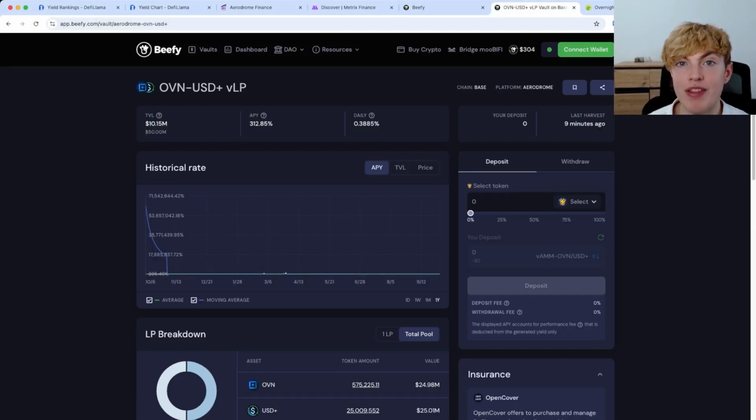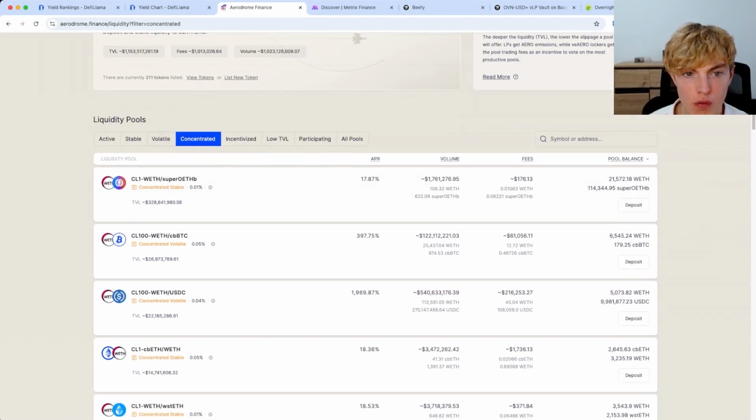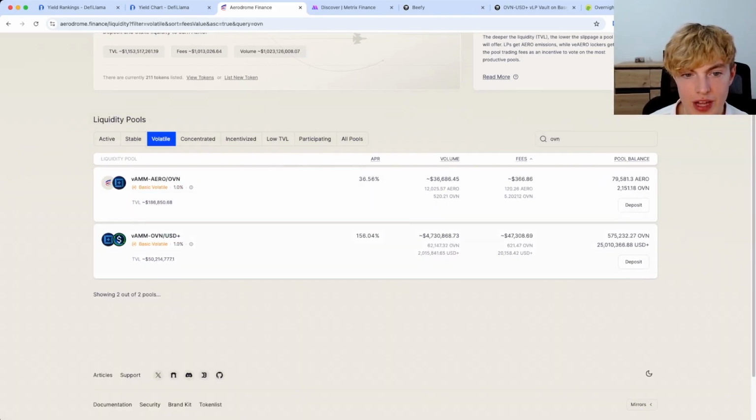So I could either run this over on Beefy Finance, where it would auto compound my rewards for me, or I can go over to Aerodrome Finance and find the position over on the volatile section. Here we go. Here's the OVN to USD Plus. Keep in mind, this is a full range position, so we wouldn't have to do rebalances. It looks like this one would be getting roughly 150% APR according to Aerodrome, and I would have to take those Arrow tokens and manually sell them.